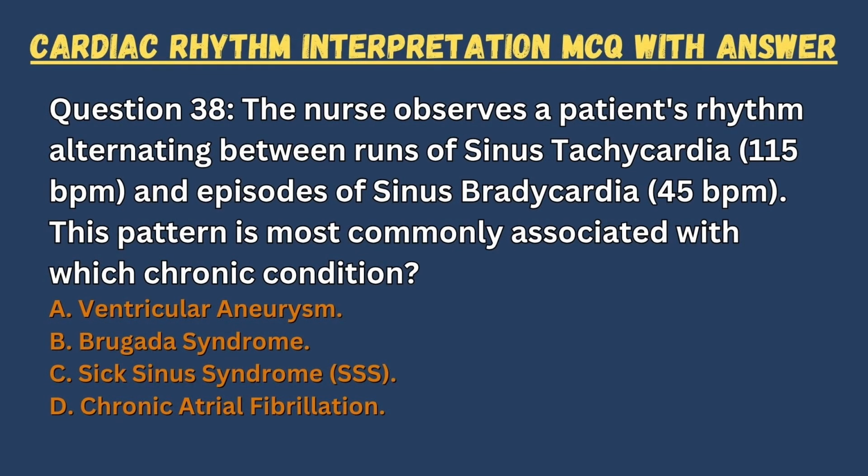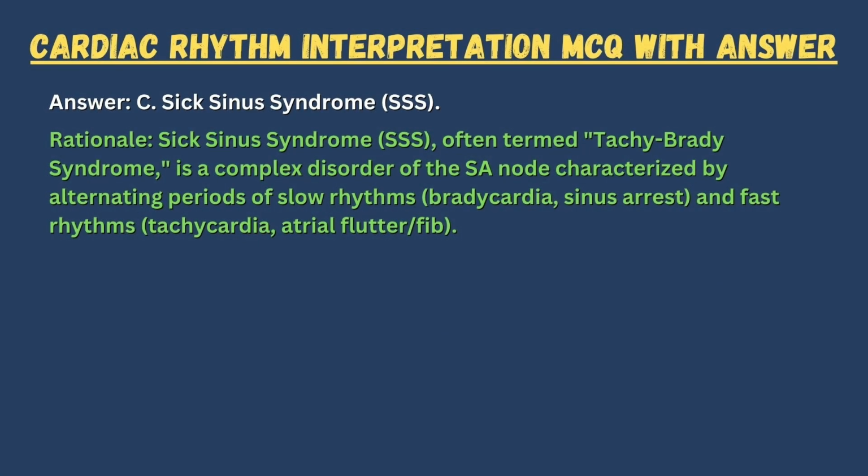Question 38. The nurse observes a patient's rhythm alternating between runs of sinus tachycardia, 115 beats per minute, and episodes of sinus bradycardia, 45 beats per minute. This pattern is most commonly associated with which chronic condition? A. Ventricular aneurysm. B. Brugada syndrome. C. Sick sinus syndrome, SSS. D. Chronic atrial fibrillation. Answer: C. Sick sinus syndrome, SSS.